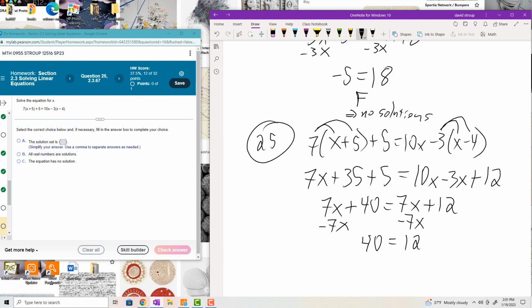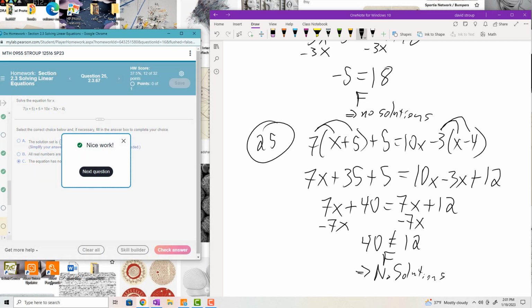So anyways, here I get a false statement again. So 40 is definitely not equal to 12. So therefore, there's no solutions. Okay. All right, so no solutions there. Yay.